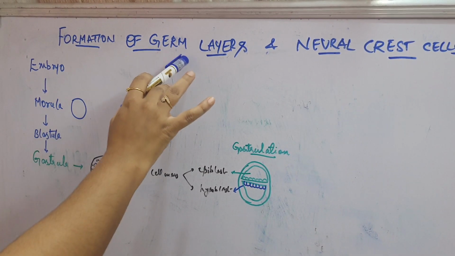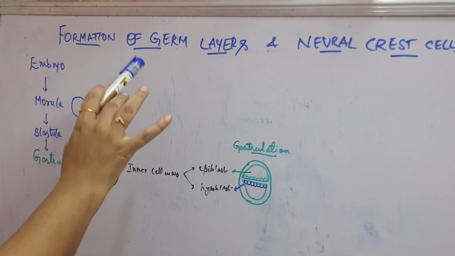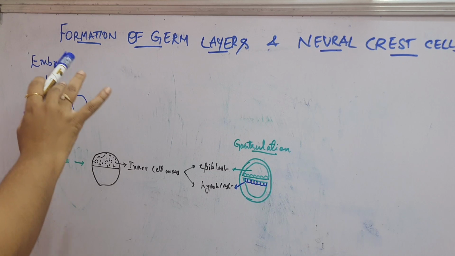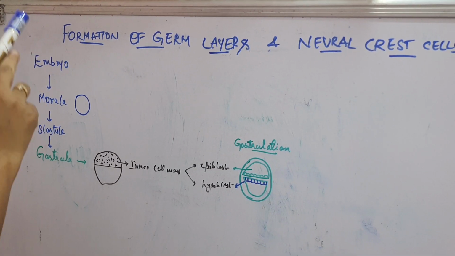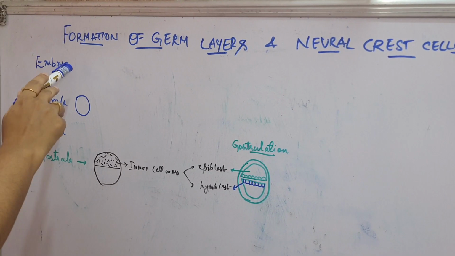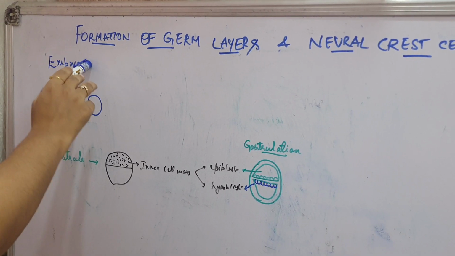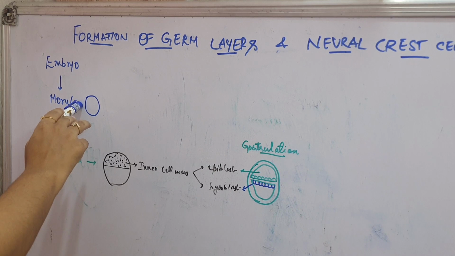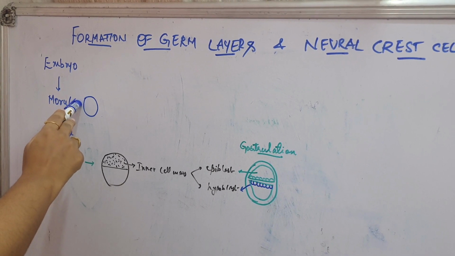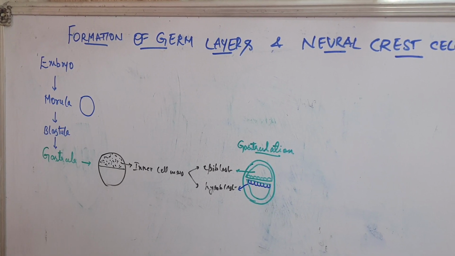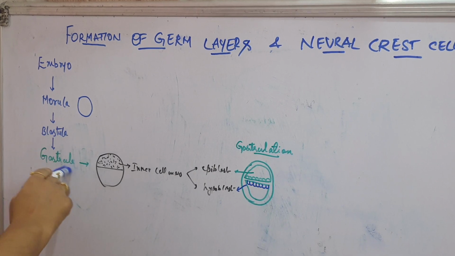To know about the formation of germ layers, first we need to know that it all starts after fertilization of egg and sperm, which starts the formation of the embryo. After a series of differentiation, the embryo changes to a structure called the morula. After a series of cell differentiation, the morula changes into the blastula. Then the blastula changes into the gastrula.